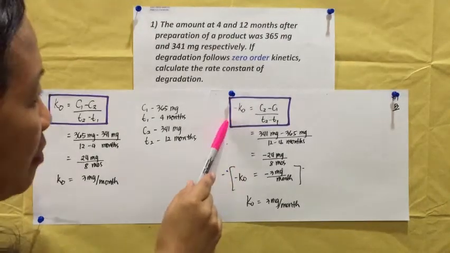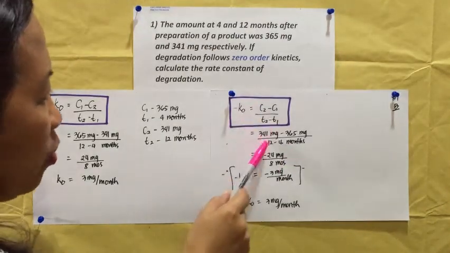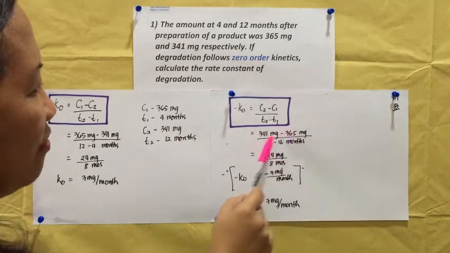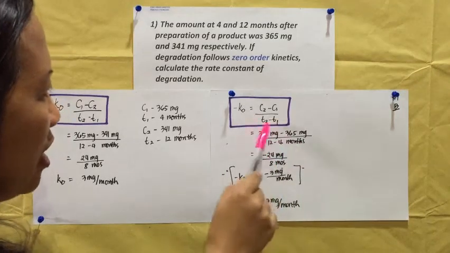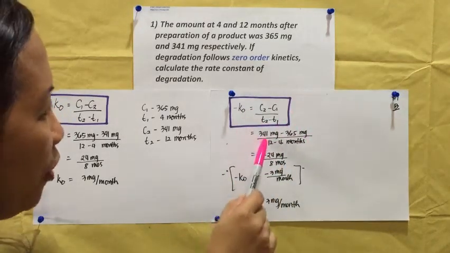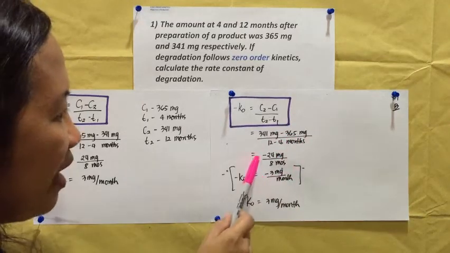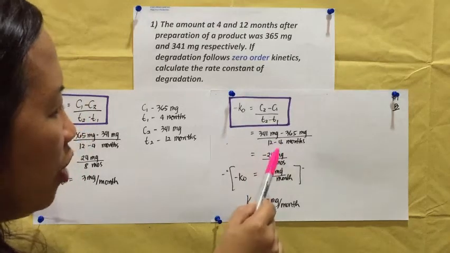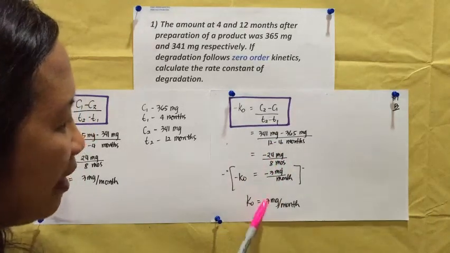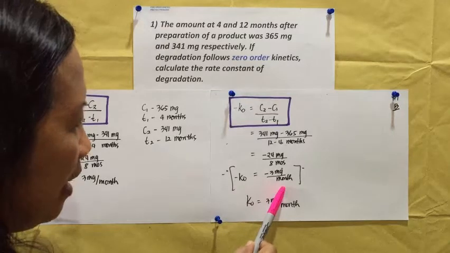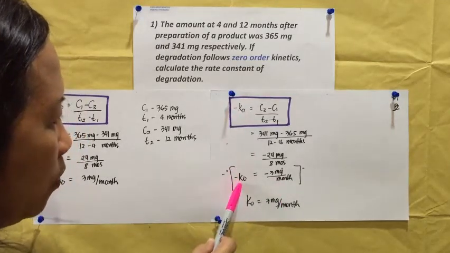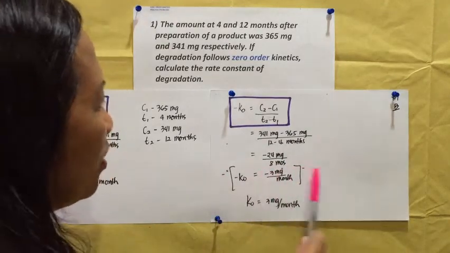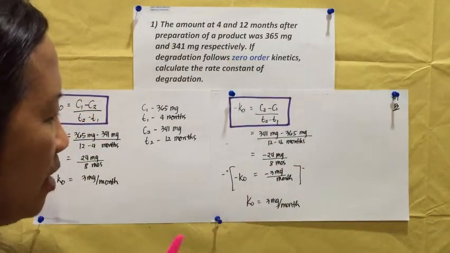Okay, so let us substitute. So C2 is 341 minus C1, which is 365, divided by 12 minus 4, T2 minus T1. So 341 minus 365, we get a negative 24 milligram divided by 8 months. So if we divide this, we will get negative 3 milligram per month. But remember, this is negative KO. So in order to get the positive, we will multiply both sides with negative. That is the rule in mathematics.